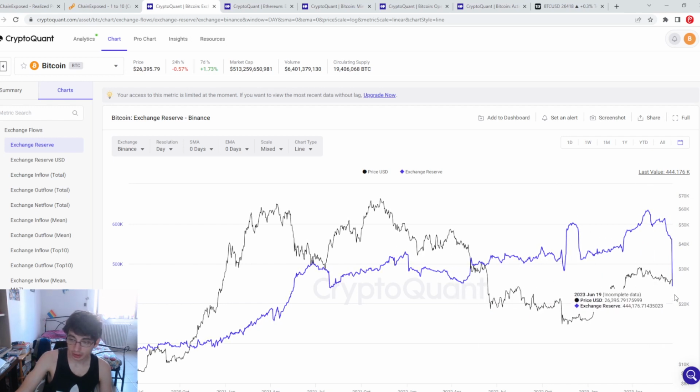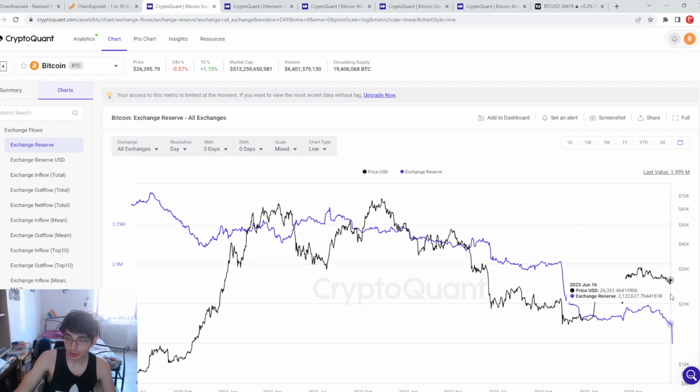So this data is still incomplete, as you see right here. It says the last value was 444,176 Bitcoin. So a drop of 150k Bitcoins from this exchange alone, in this case for the Binance reserve, but it doesn't mean that it wouldn't go into other exchanges.